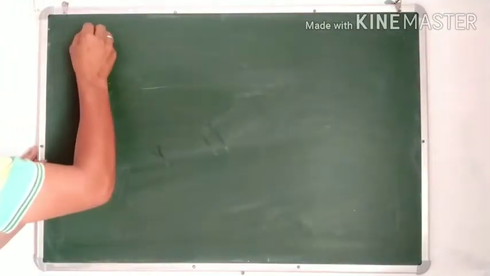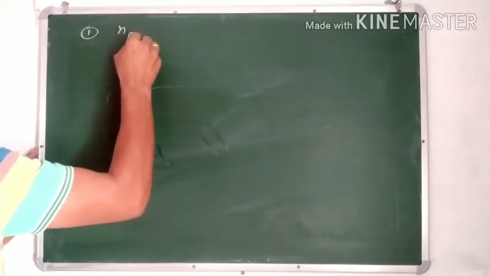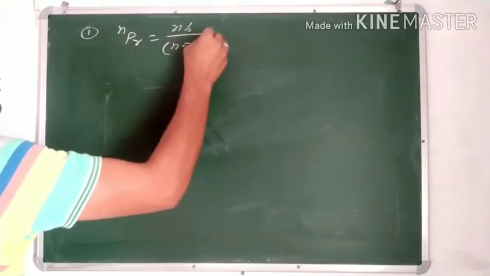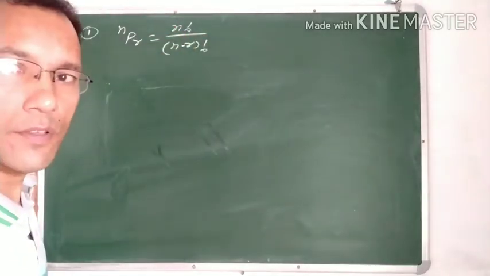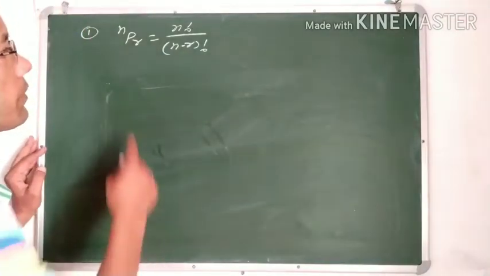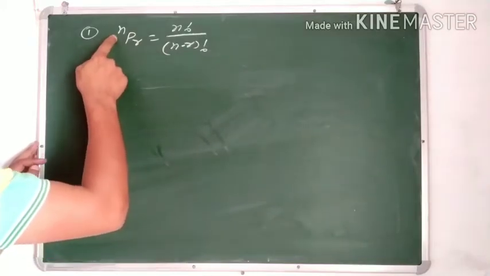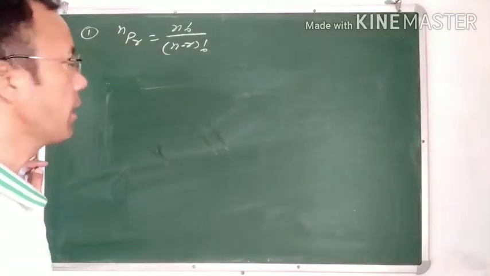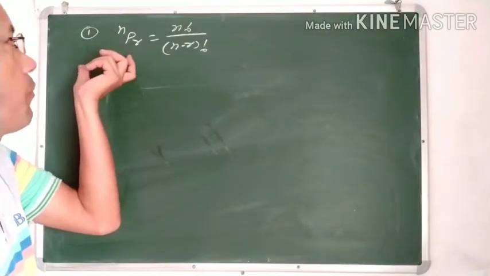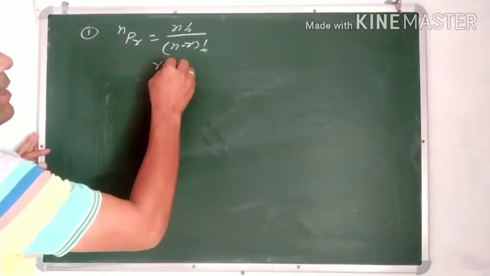See, first we will discuss nPr. This nPr we have discussed, this is n factorial upon n minus r factorial, which we have derived in last sessions. This n means we have n distinct objects, and r objects are taken at a time. This r must be less than or equal to n.